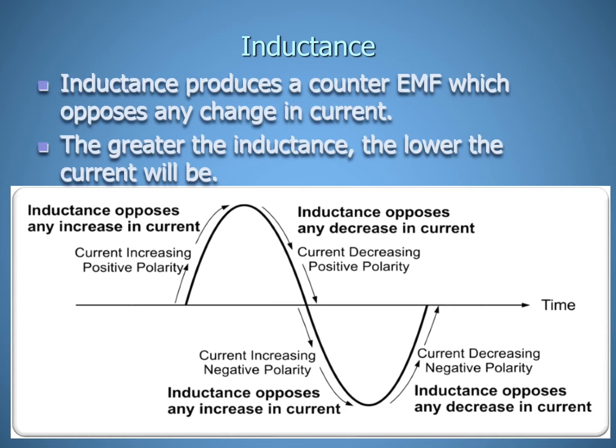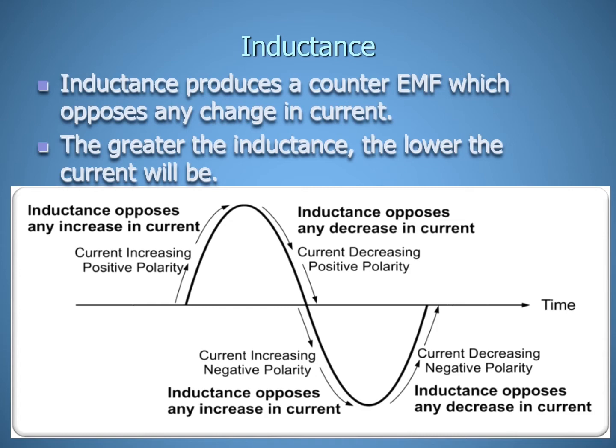In an AC circuit, I have a constantly changing current value. As I rise from zero to peak and then back down to zero and then negative values and back up to zero again, there's always a difference in my current. Therefore, there's always an opposition to that current change as well.